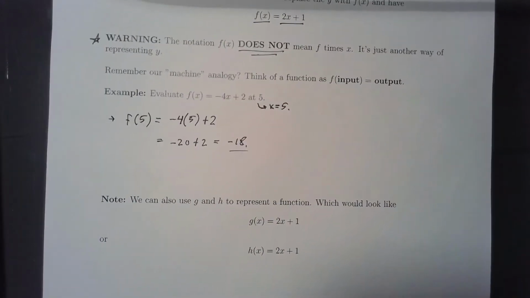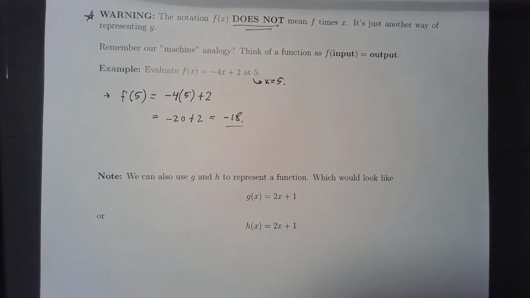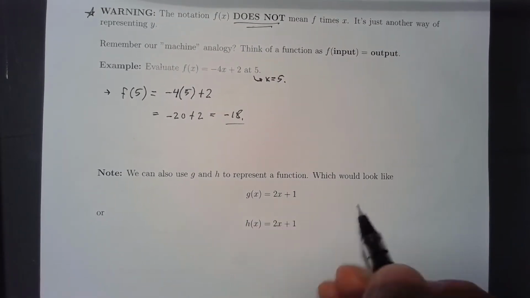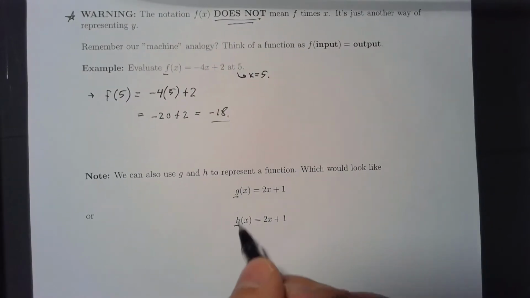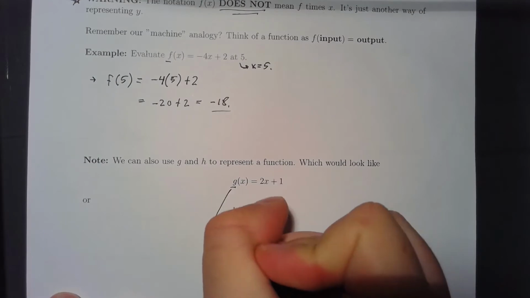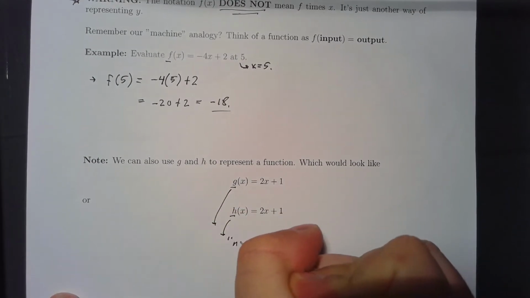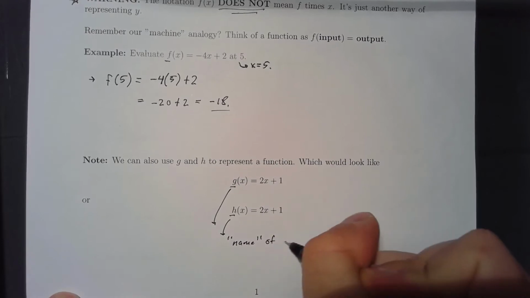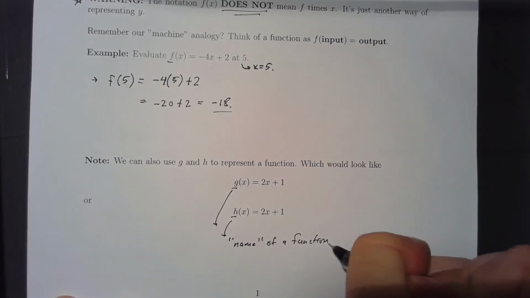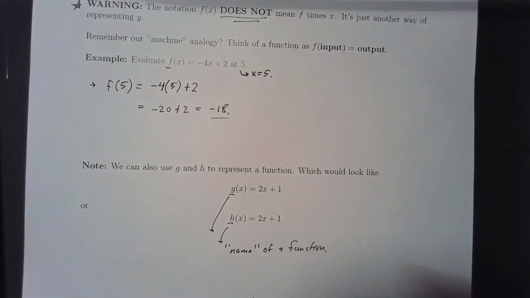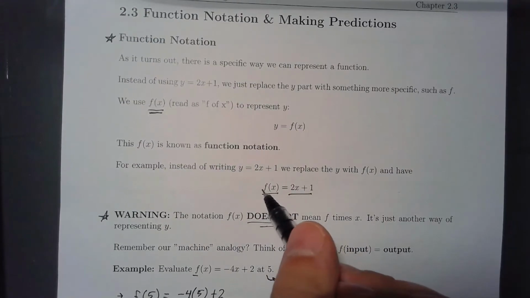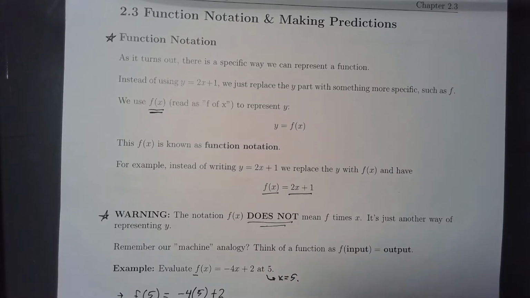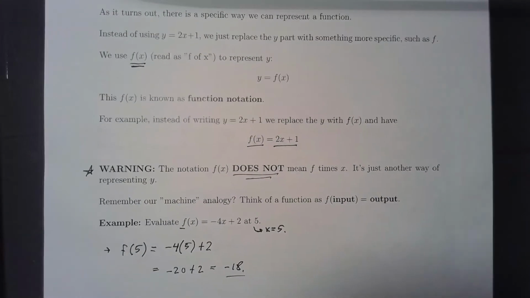If we have more than one function, we could just use different letters to represent them. This letter right here, this letter right here, this letter right here, that's the name of the function. That's just used to differentiate between multiple functions if you have them. So again, this is not f times x, this is just f of x. You're plugging in x to get y. Input, f of input equals output. That's how you want to think of it.